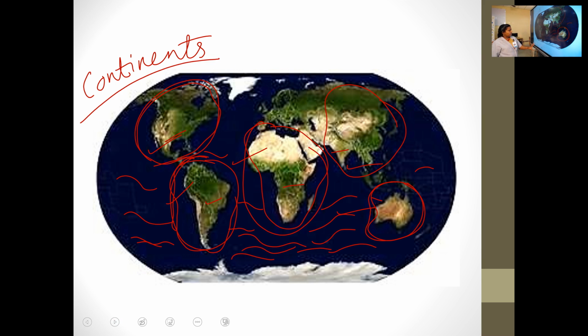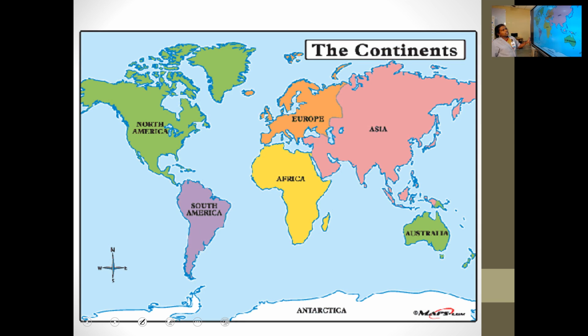Then there are 7 continents on the earth and these 7 continents have different names. Look at this picture. Here we can see the continents. How many continents are there? 7 continents are there. And they have different names. One is Asia, then Africa, then North America, then South America, then Antarctica, then Europe, and then comes Australia.